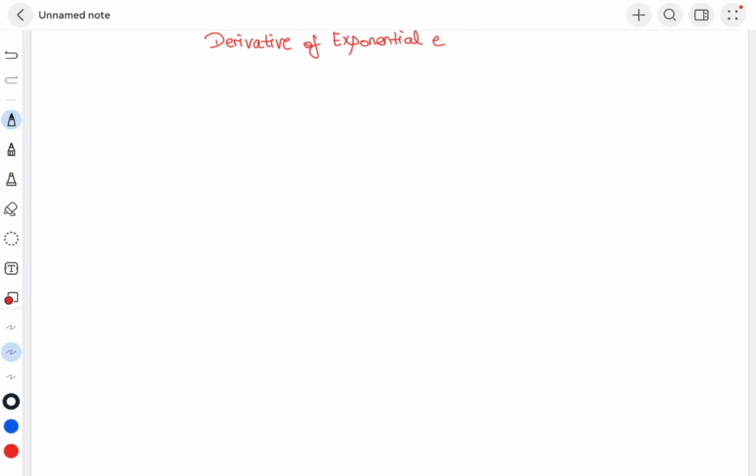Today we will be talking about how to derive the exponential function e, which would be e to the power of x. Now we'll always need to use the power rule. It says f of x is x to the power n, n being any natural number, and its derivative will be n x to the n minus 1.